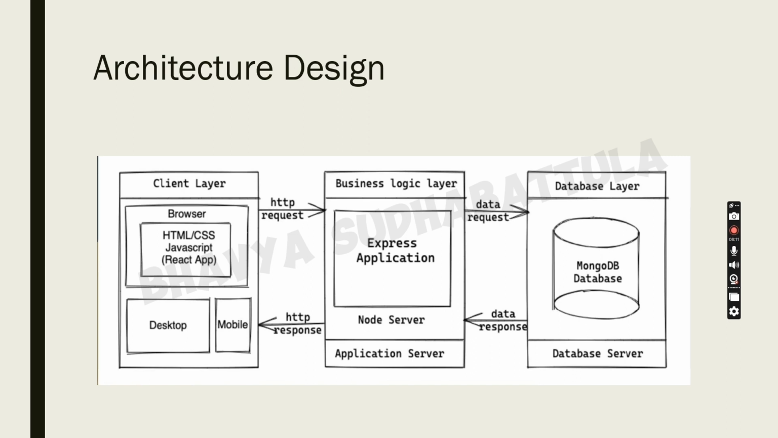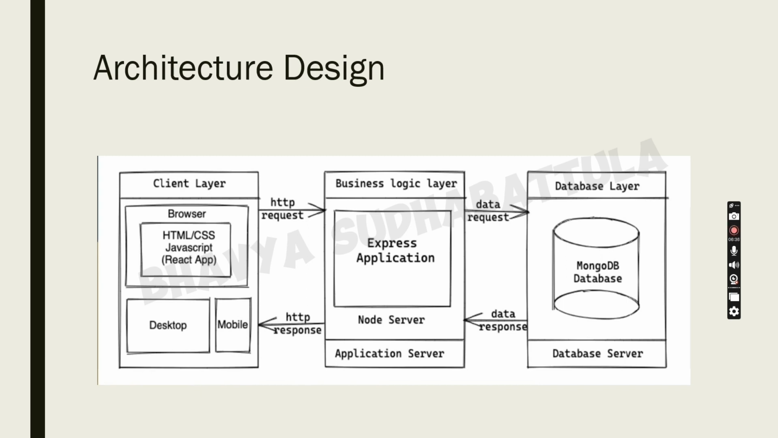And the business logic layer is the Express application, which will manage the request and response between client and server. The database layer consists of the MongoDB database. It is a database server. The server which deals with the logic layer is the application server, the Node server, and the server which deals with the database layer is the database server.